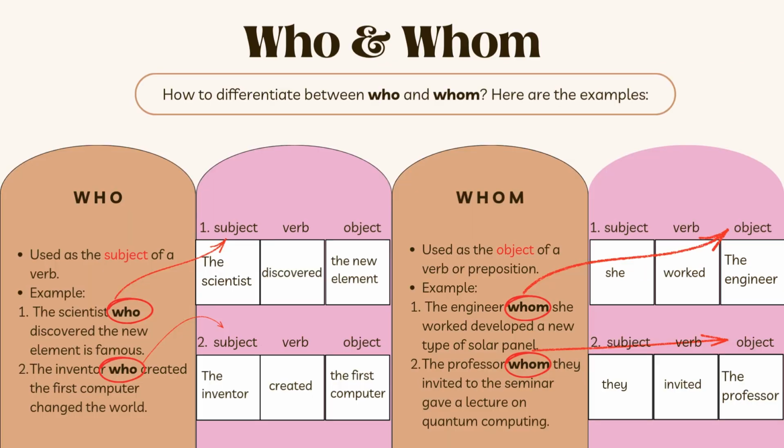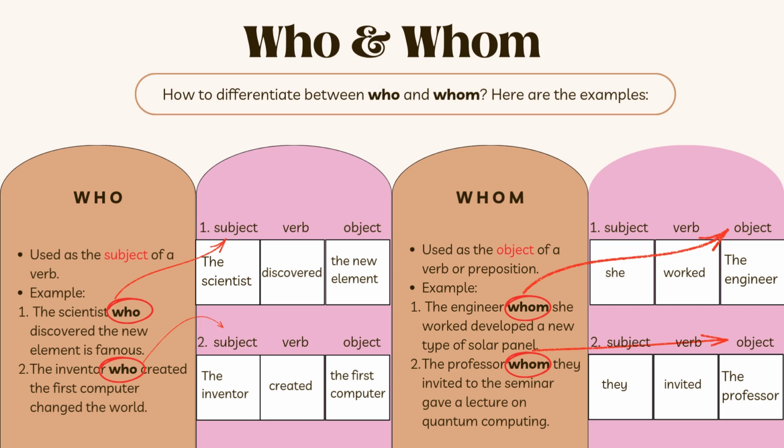Now let's take a look at how to differentiate between who and whom, as both are used for people. First, we start with who. Who is used as the subject of a sentence or clause, while whom is used as the object. There is a quick tip: we use who when the person is doing the action. For example, number 1, the scientist who discovered the new element is famous. Here, the scientist is the subject of the verb discovered. Example number 2, the inventor who created the first computer changed the world. Here, the inventor is the subject of the verb created.